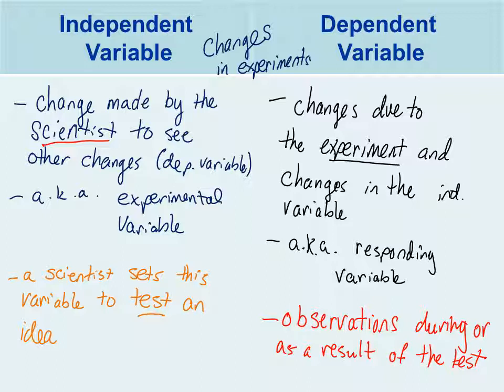On the right-hand side, we've got the dependent variable. This is changes due to an experiment. And this is going to change due to the fact that we've created this independent variable. It's also known as the responding variable. And these are our observations during the experiment. These are our results. This is the information that we are collecting.